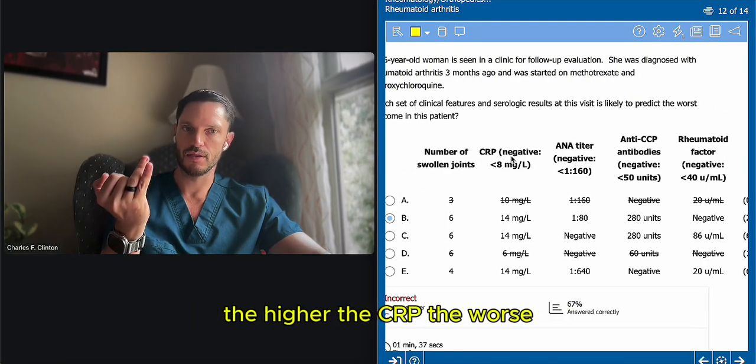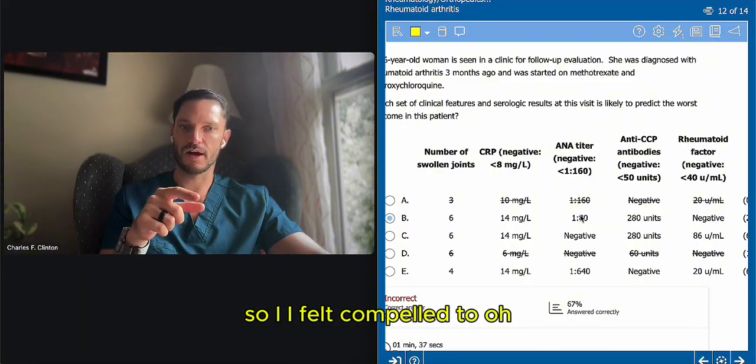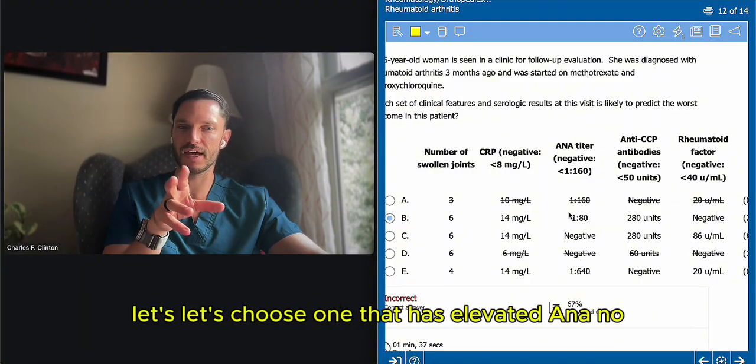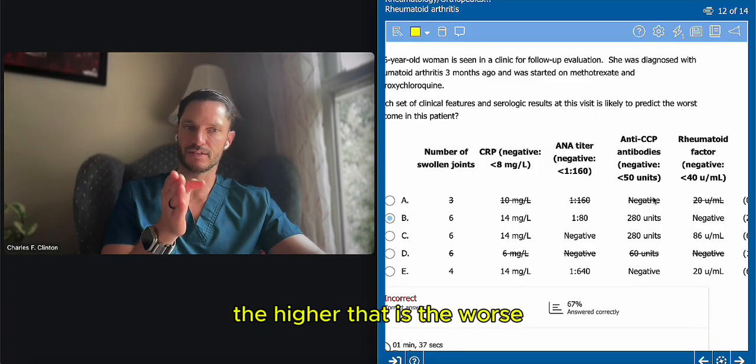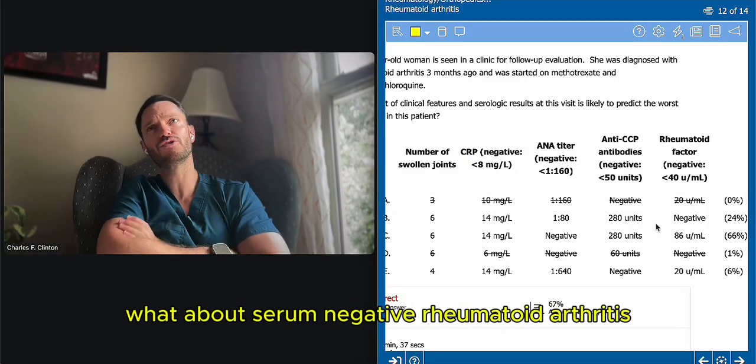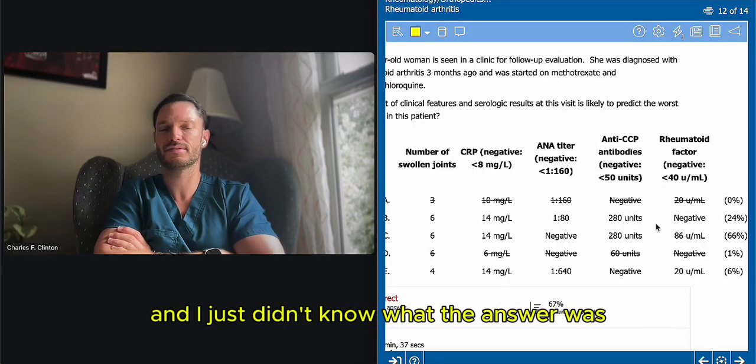The higher the CRP, the worse. ANA has nothing to do with this, so I felt compelled to, ANA is elevated, let's choose one that has elevated ANA. No, it's not part of rheumatoid arthritis, so not that one. Anti-CCP, yes, the higher that is, the worse. And rheumatoid factor, I thought to myself, well, what about seronegative rheumatoid arthritis? Would it be worse? And I just didn't know what the answer was.